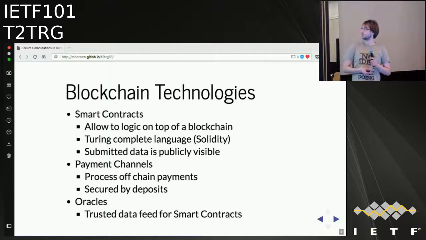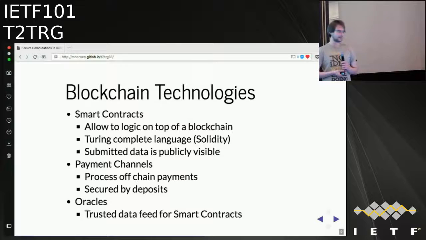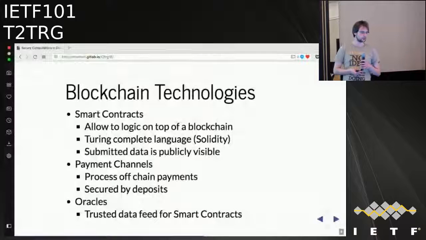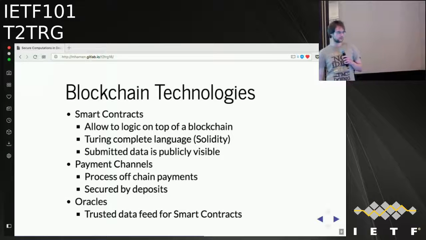And we also leverage heavily on blockchain. So we built on smart contracts that allow us to add some logic on top of a blockchain. In our case, it's Ethereum with Solidity, a Turing complete language. However, everything that we submit to the blockchain is publicly visible, so we have to be very careful with this.